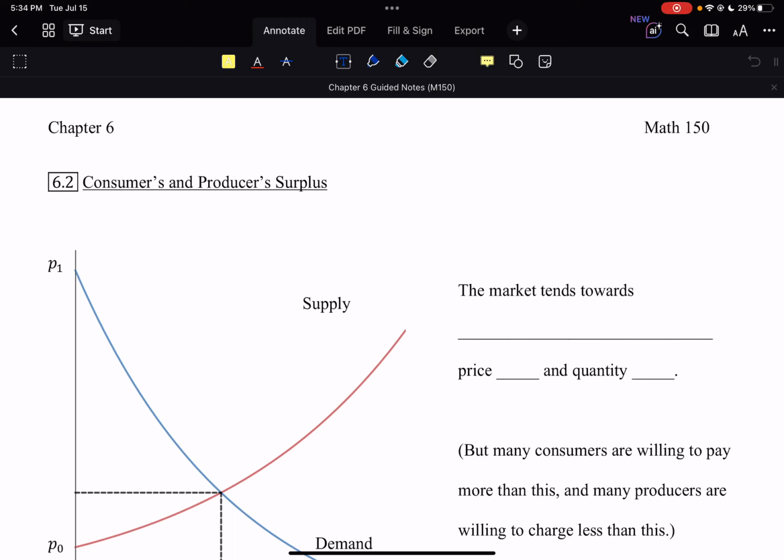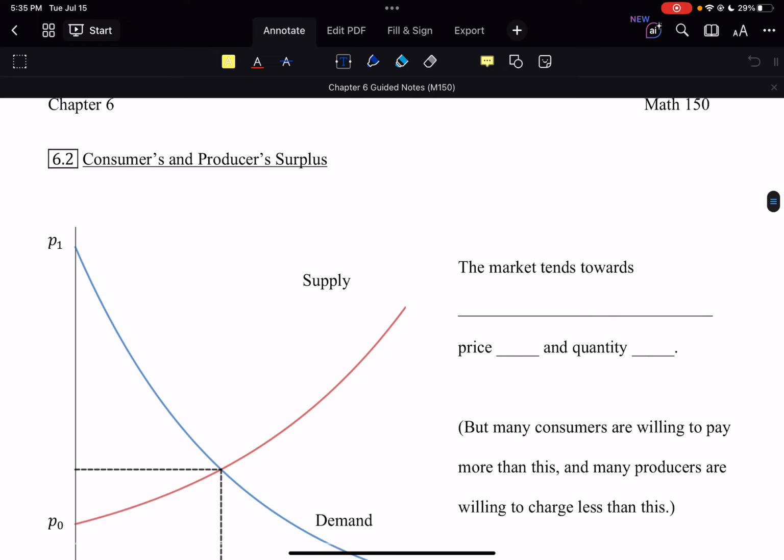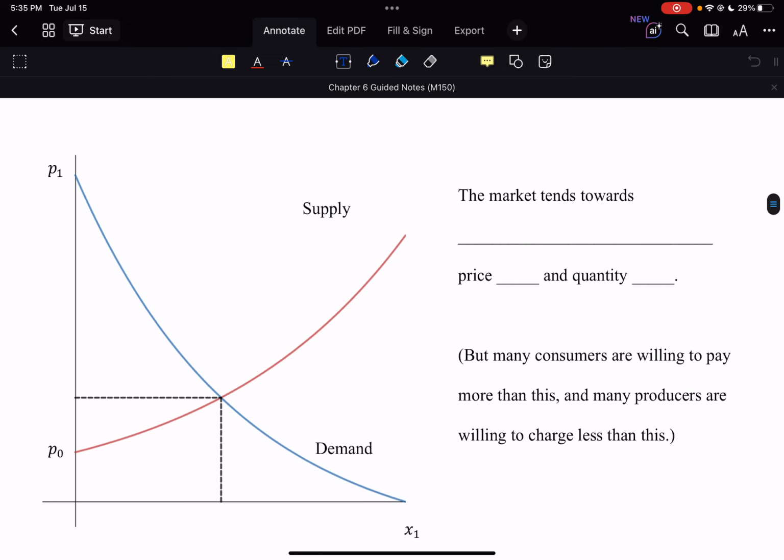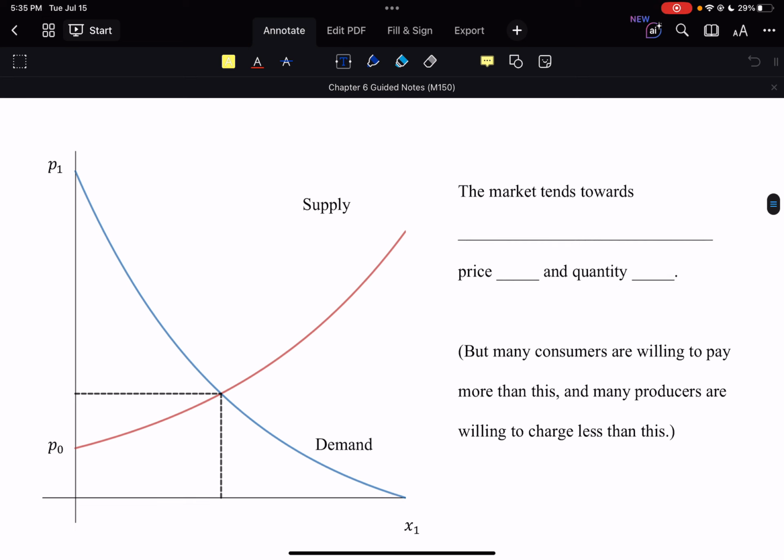Welcome to section 6.2. In this section, we're going to be looking at some further application of integration and finding area under a curve and area between curves in the form of consumers and producers surplus. So we're in the realm of economics a little bit here. We're going to talk a little bit about supply and demand and talk about how we can determine surplus.